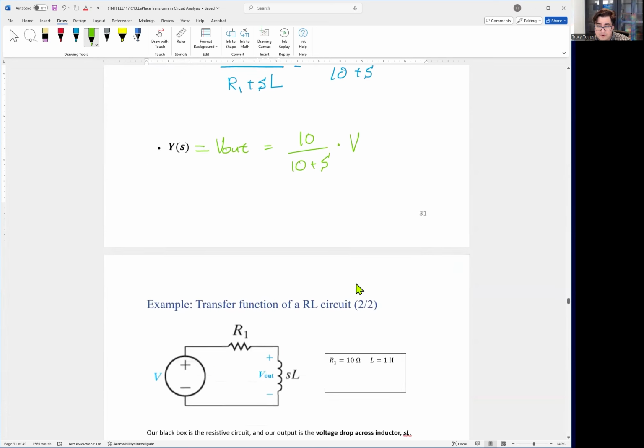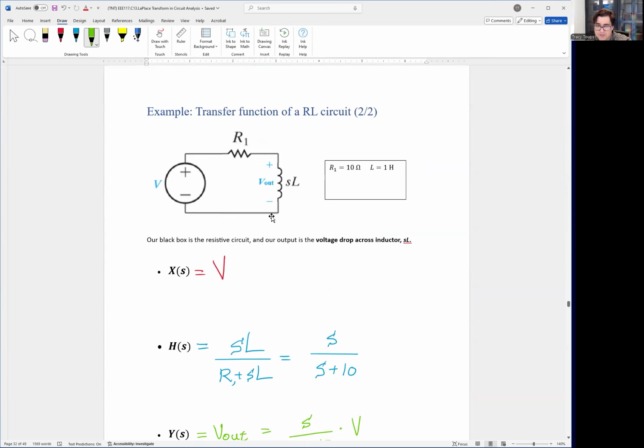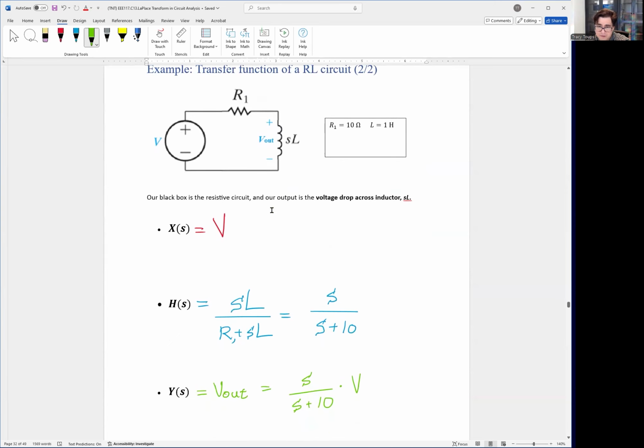Okay, so coming over here, notice we swapped the voltage across to an inductor. Do the same thing. Input is still V from the voltage source. Now our gain changed, right? Our voltage is across an inductor, so the impedance of the inductor is sL, so that goes on top. So sL divided by both the resistor and inductor added together, R1 plus sL, which, with L equal to 1, is s divided by s plus 10. So now our H(s), the gain of the circuit, is s over s plus 10.